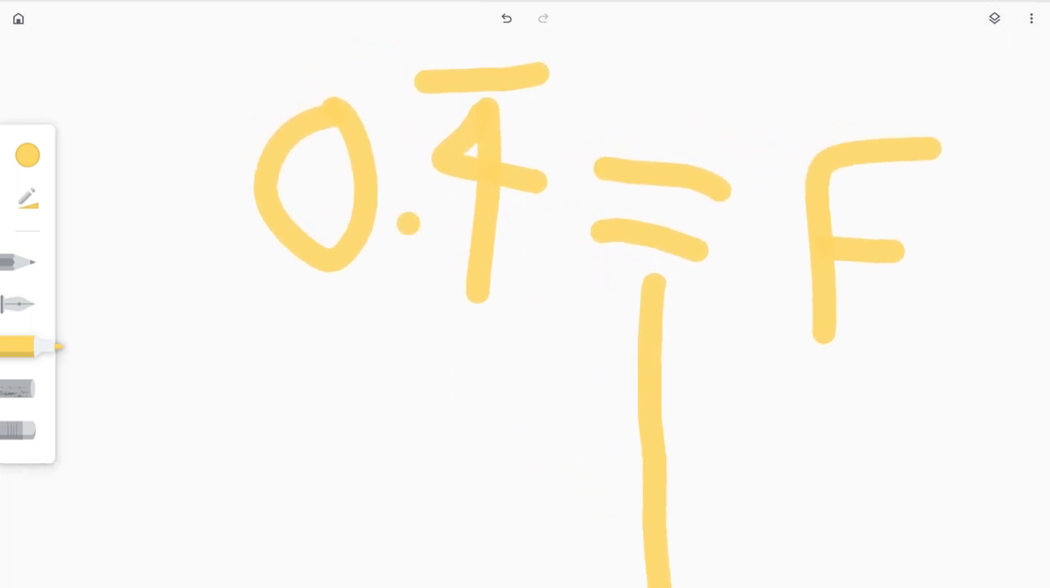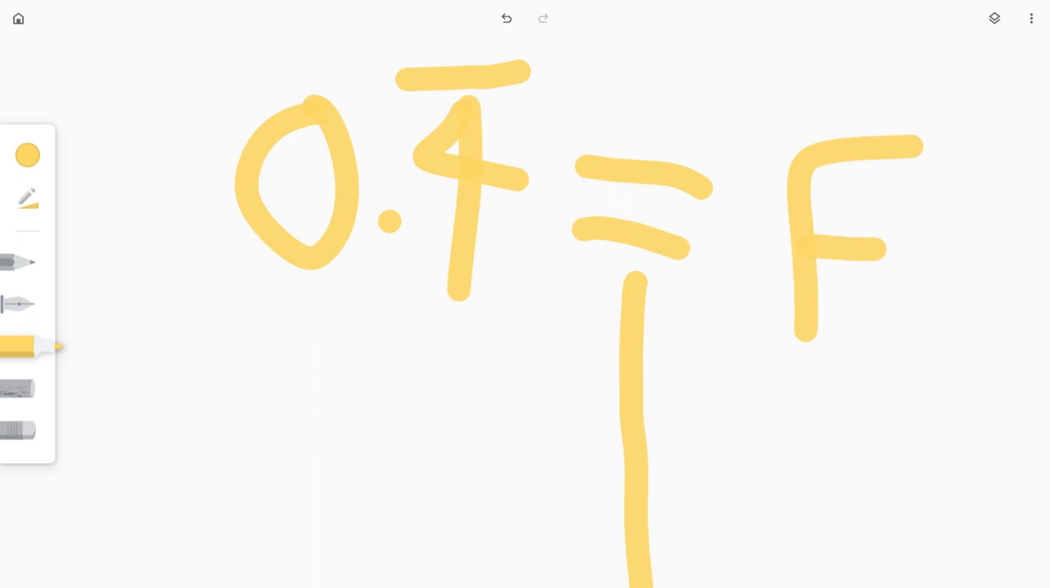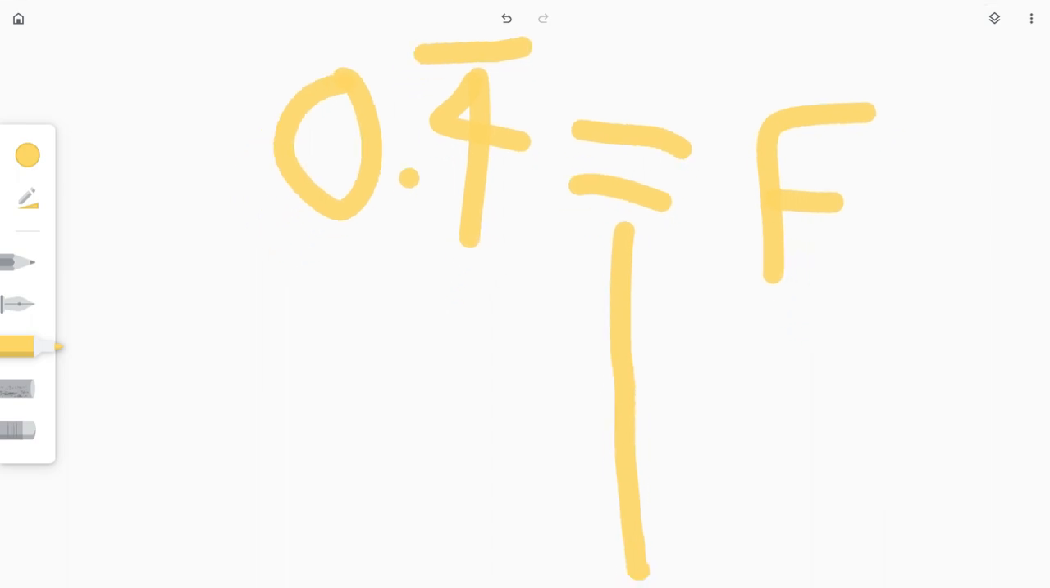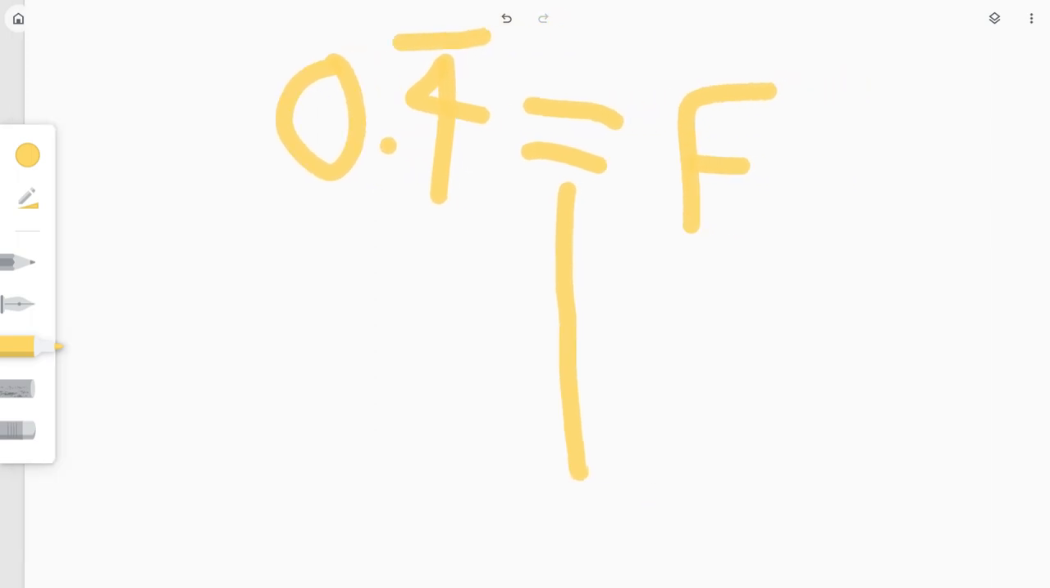Alright, so whenever you have a repeating decimal, it has the same number going over and over and over again, it's best to just put a line instead. That's the easiest way of showing that it's a repeating decimal. My bad.